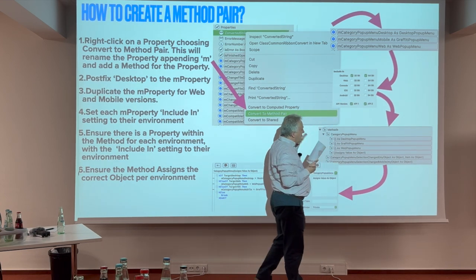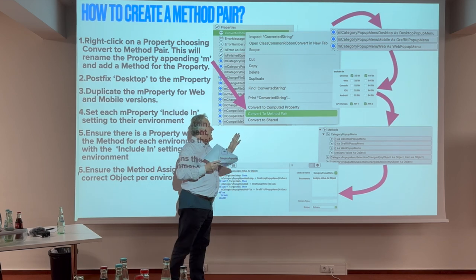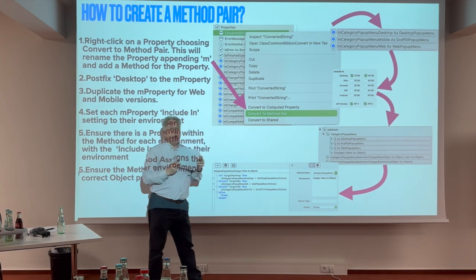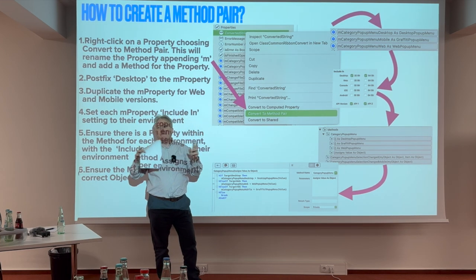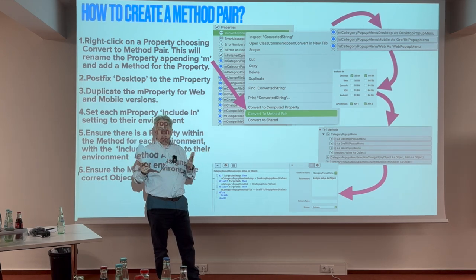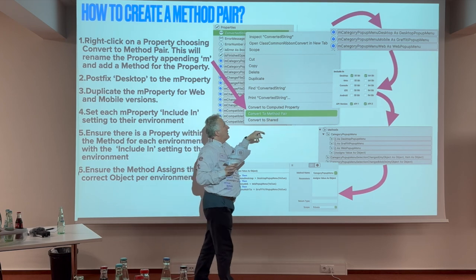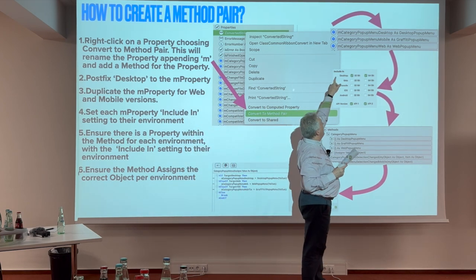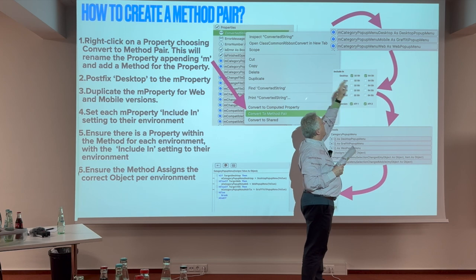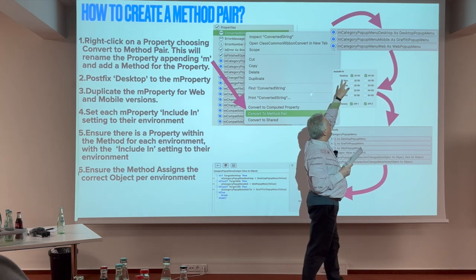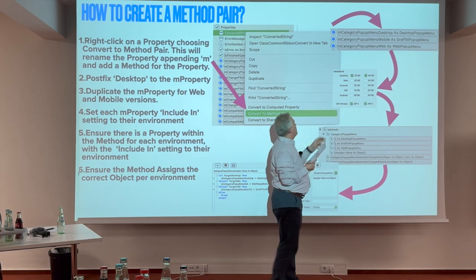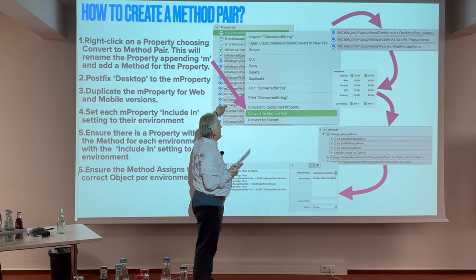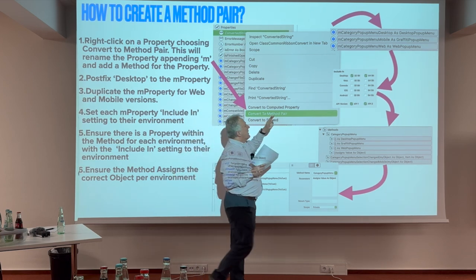Now, when I go and convert to method pair, if I'm working on a desktop, my category pop-up menu is defined as a desktop pop-up menu. But I don't want just desktop pop-up menu. So when I do that, I then duplicate it and put the word desktop at the end. I duplicate it and put another one as being mobile, and then duplicate it again and put the word web at the end. So now instead of just one property that I've got for that defined object, I've now got three.